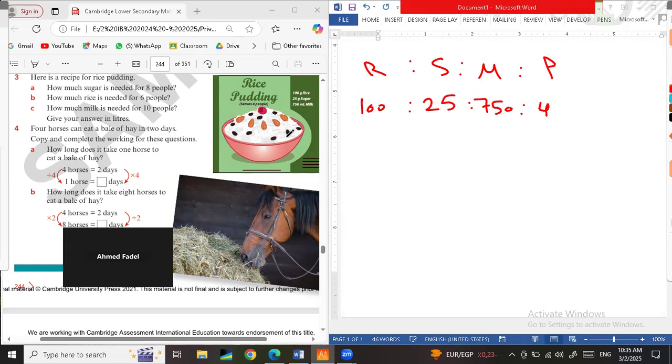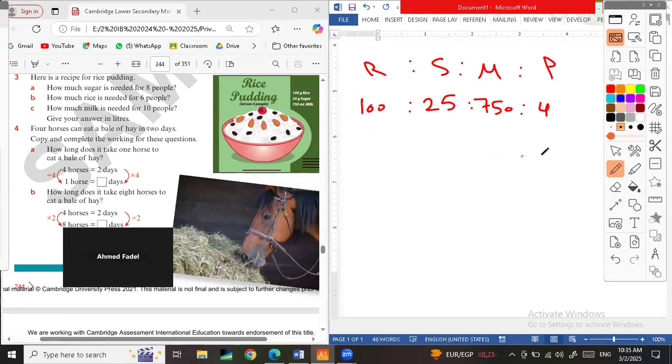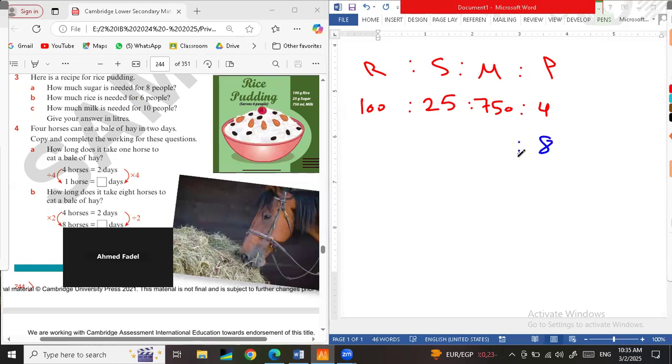And what is the question? It's asking how much sugar is needed for 8 people, how much rice for 6 people, and how much milk for 10 people. Actually, for the 8 people they want only sugar, for the 6 people they want only rice, and for the 10 people they need only milk.